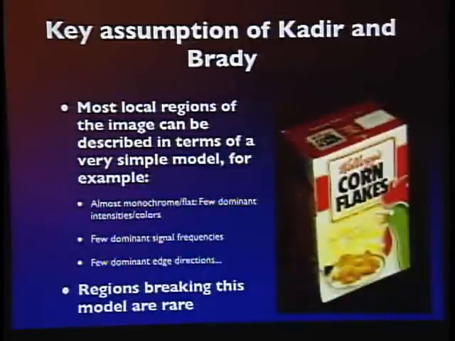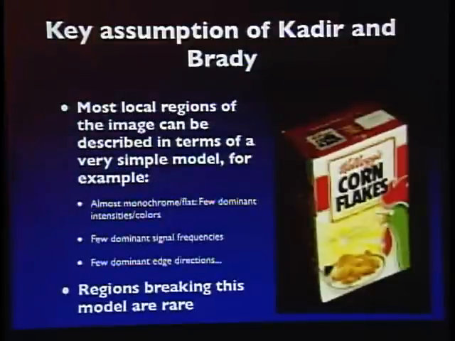Okay, but now this idea of scale is built into the approach that I referenced in the beginning of the lecture by these two guys named Kadir and Brady. So the key assumption of this approach, basically they combine looking at features across many scales with one other idea called entropy. And I'll explain what I mean by that right now. So the starting point for these people is that they say, well, look, most regions of the image can be described in terms of a very simple model. And when I say model, what I mean is essentially an explanation for the contents of that image region.